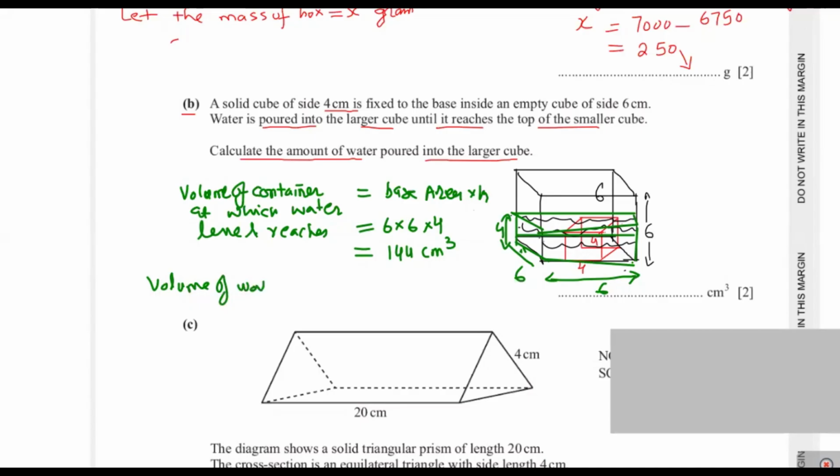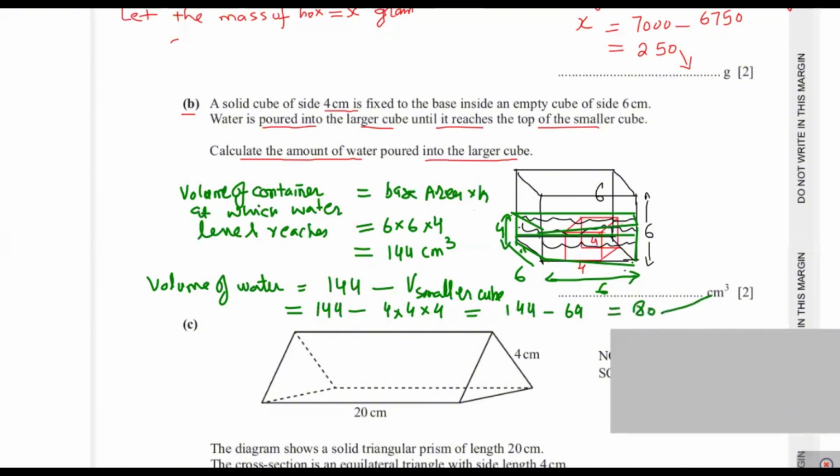This will be equal to this volume of container at which the water level reaches, that is 144 minus the volume of smaller cube. Because this cube is placed inside the water, therefore we will subtract this volume. Therefore, this will be equal to 144 minus the volume of this smaller cube is 4 into 4 into 4. And this will be equal to 144 minus 64, and this will be equal to 80 centimeter cube, and this is the answer.